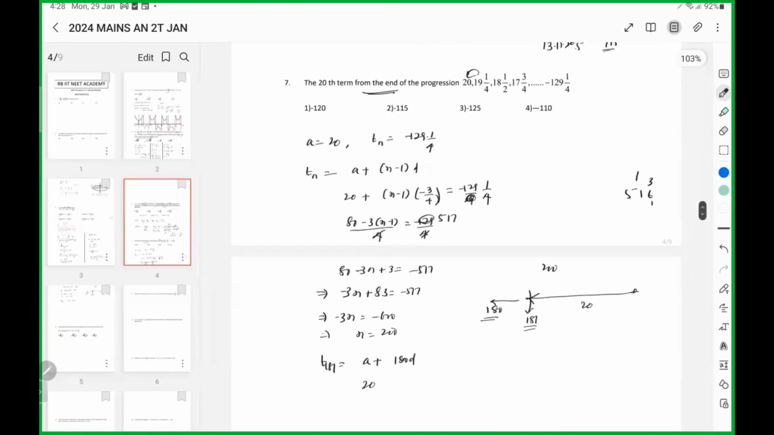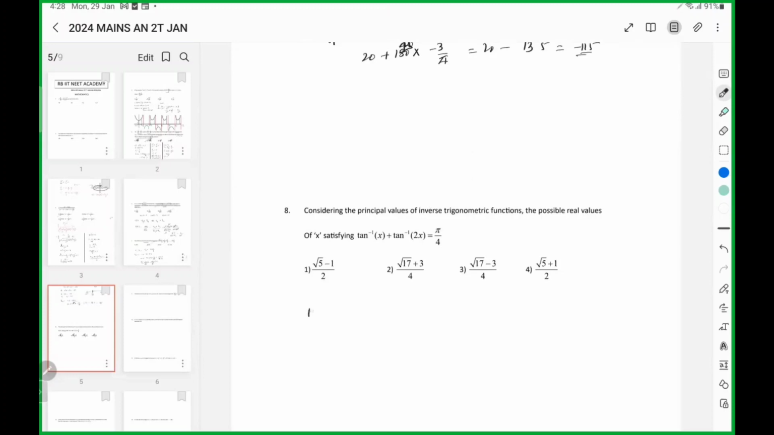A here is 20 and D is minus 3 by 4. 20 minus, so we get minus 115, second option.